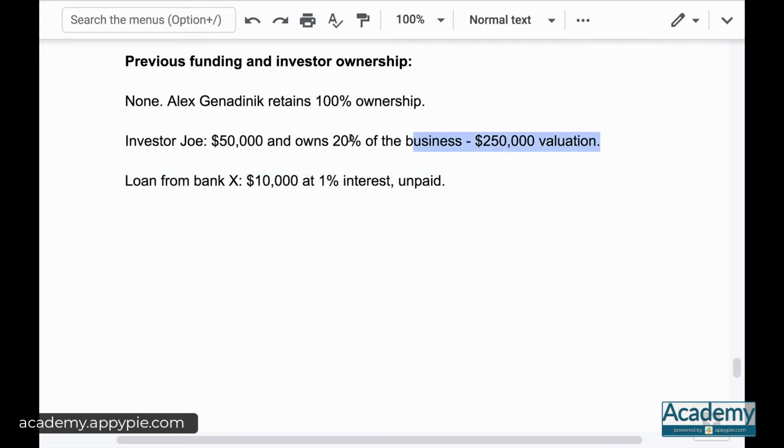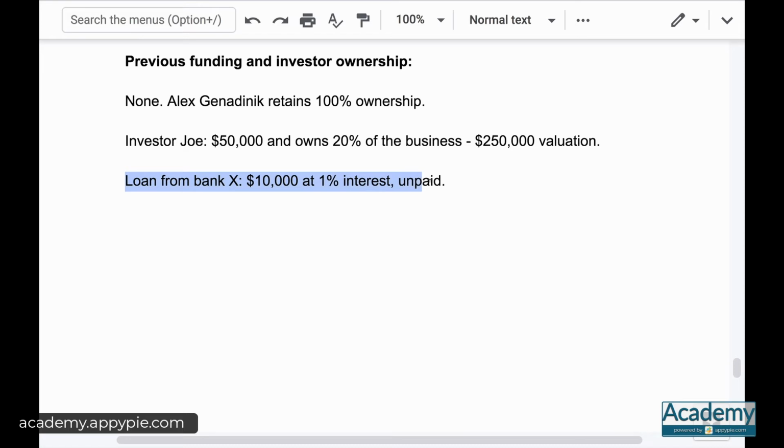If we look at, maybe you have an investor and he owns 20% of the business for a 50% investment, which is a fifth of the business, which makes the business valued at $250,000. Now, you might also have a loan and you want to mention how much the loan is and what the interest rate is and if it's paid or how much is not paid and all that.